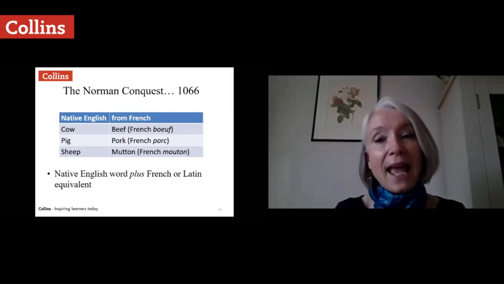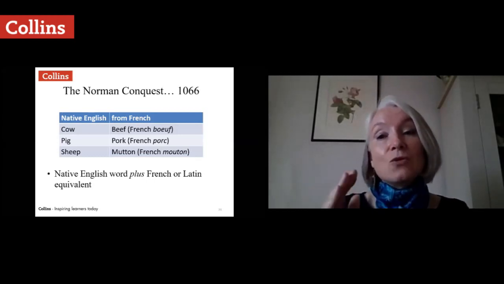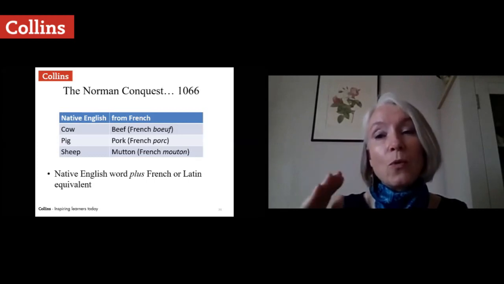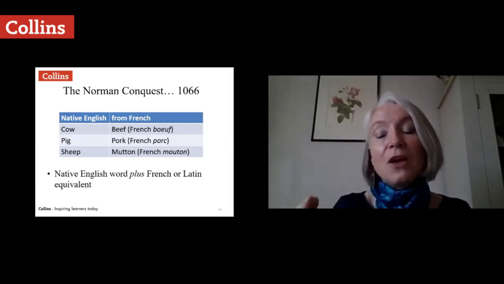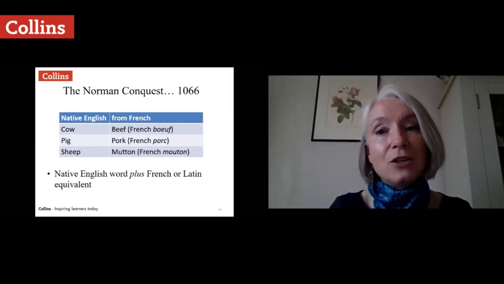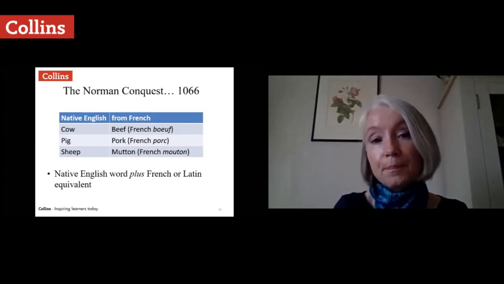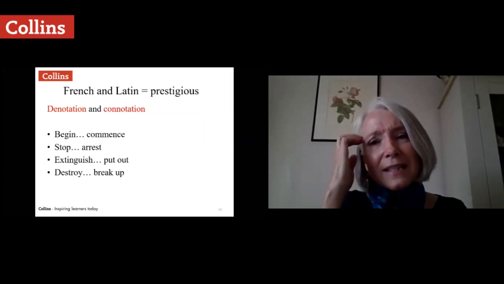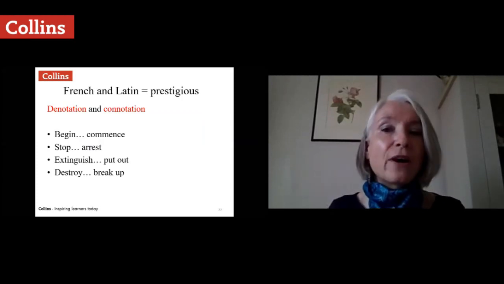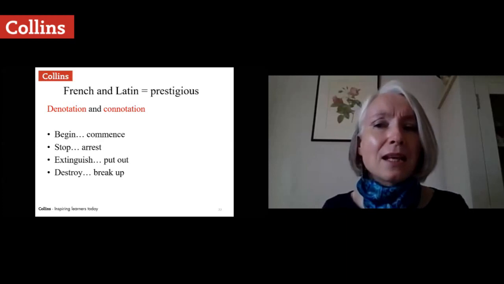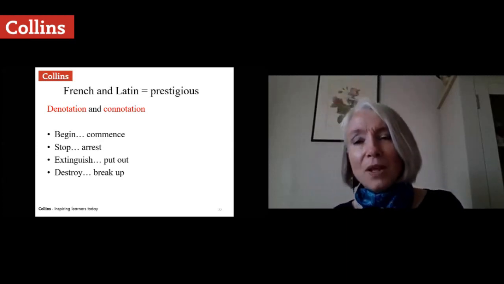So sometimes words have come into the language and pushed out the original English, but more often the word has come into the language and acquired a different meaning or a different connotation. And it's where a word comes in with connotation that we get subtleties in meaning and usage that make the language difficult for learners. So let's look at these. Remember what I said about French being high status, Latin being high status?